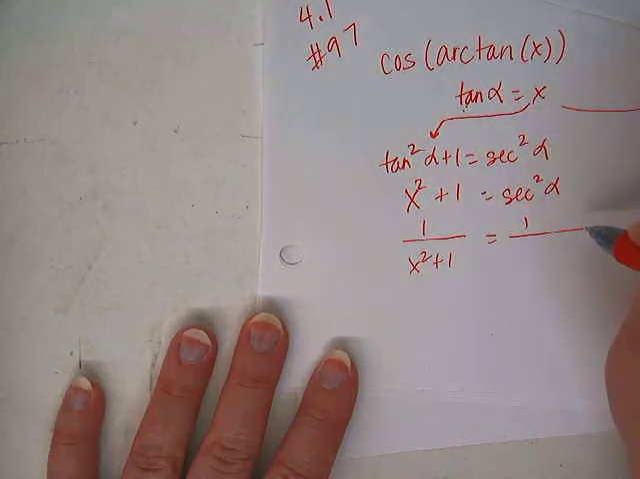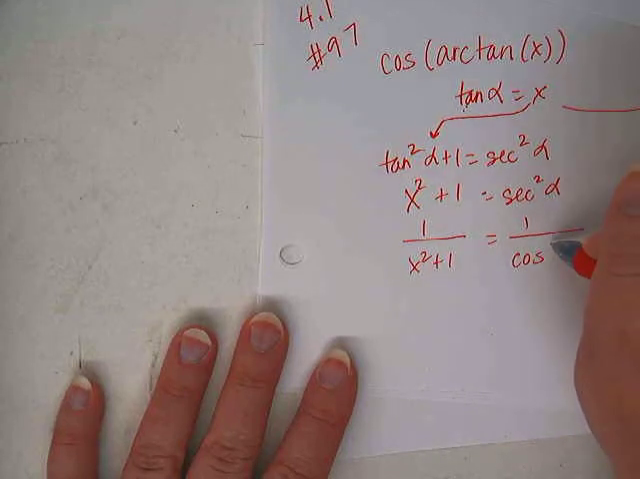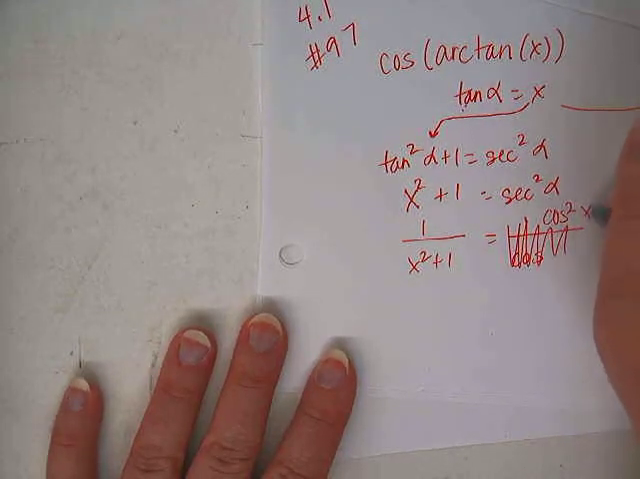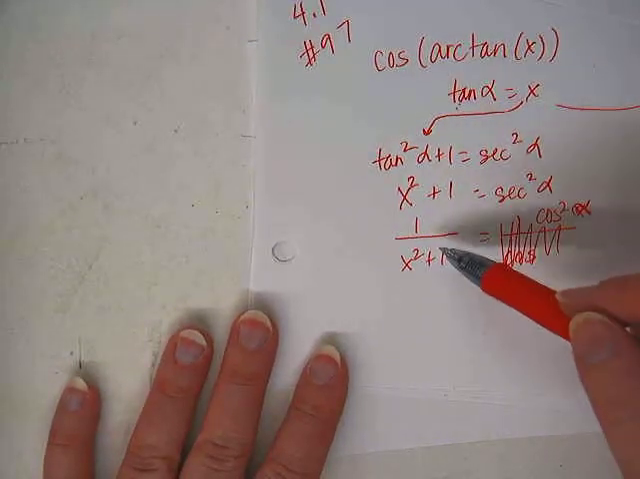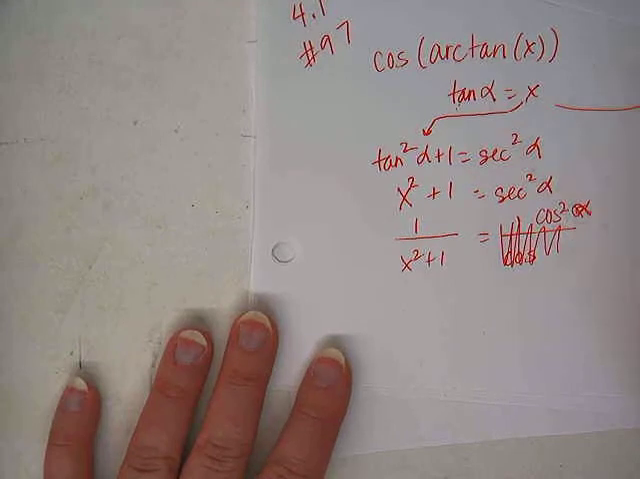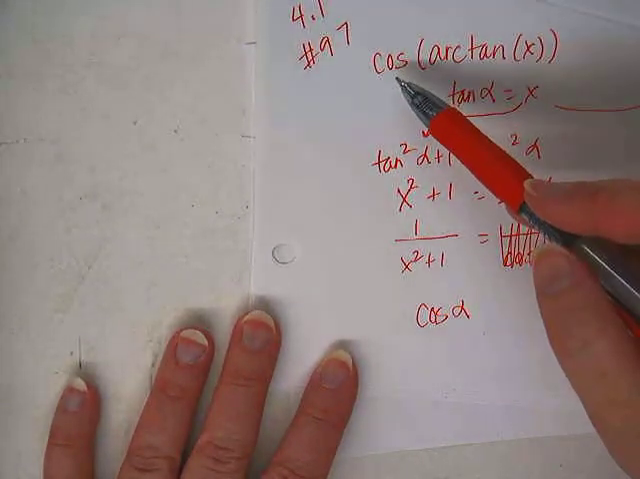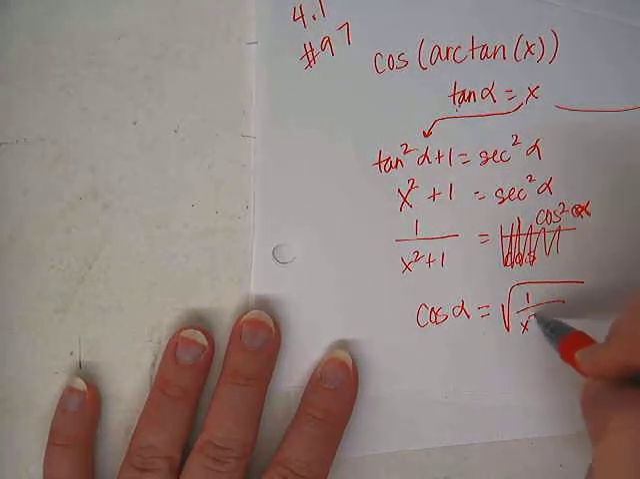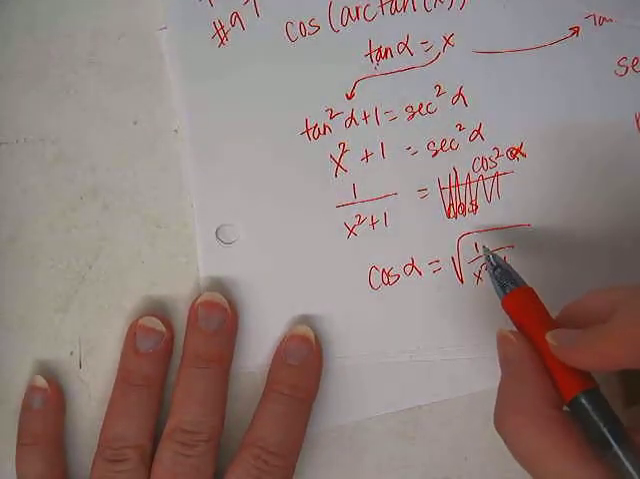which is, since secant is 1 over cosine, we can go 1 over x squared plus 1 equals 1 over... wait, that is cosine, right? That's 1 over secant, which is cosine. Okay, so 1 over x squared plus 1 is 1 over the secant squared, which is the cosine squared. So then to find plain old cosine alpha, which is our goal here, we just do the square root of 1 divided by x squared plus 1.